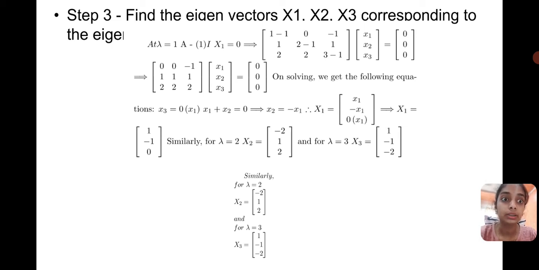x2 is equal to minus 2 1 2, and for lambda is equal to 3, x3 is equal to 1 minus 1 2. Similarly, for lambda is equal to 2, x2 is equal to minus 2 1 2, and for lambda is equal to 3, x3 is equal to 1 minus 1 2.